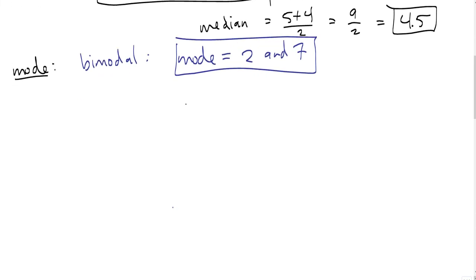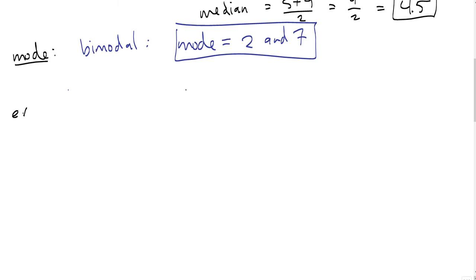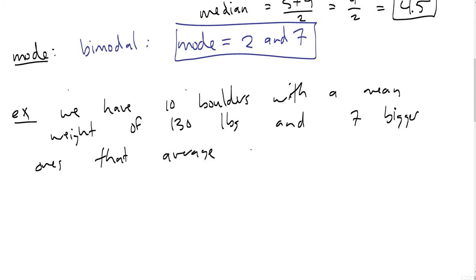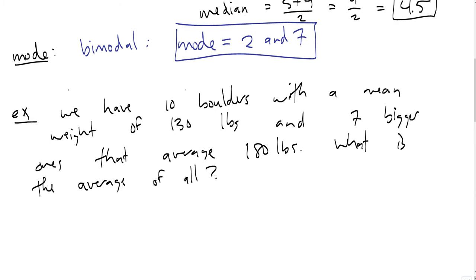Now, the one place that people are going to most likely have trouble on this subject is, for example, how do you combine means? So we have 10 boulders with a mean weight of 130 pounds and 7 bigger ones that average, let's say, 180 pounds. What is the average of all? Now, a lot of people, they get a little bit lazy. They're just like, okay, I'll just take 130 and 180 and average them. But that's not really fair because there's more of the smaller boulders and fewer of the bigger boulders. So, how do we do it?